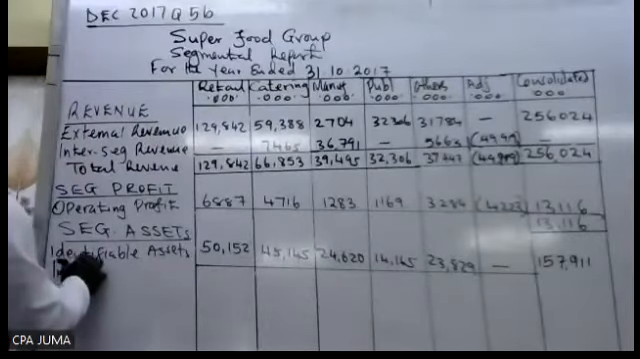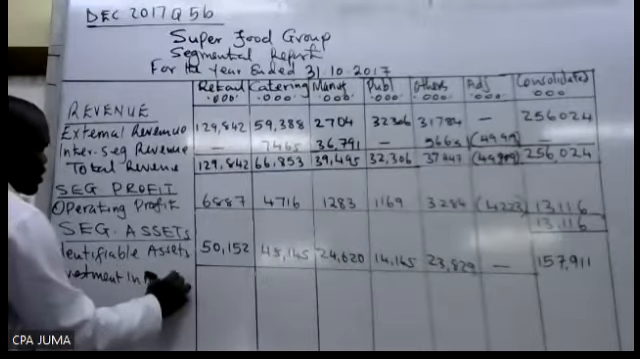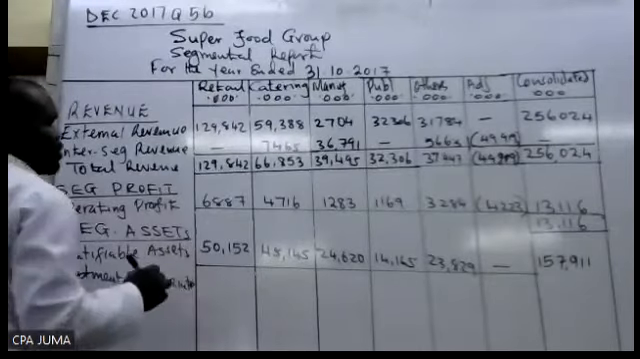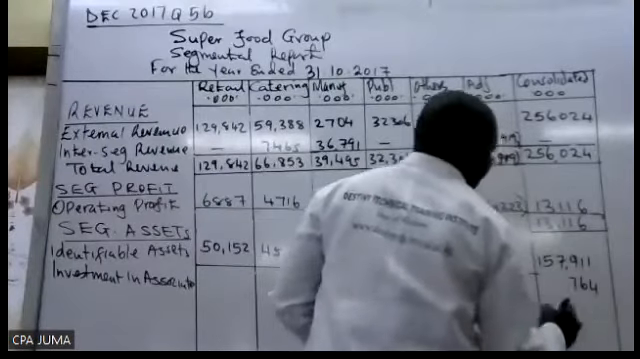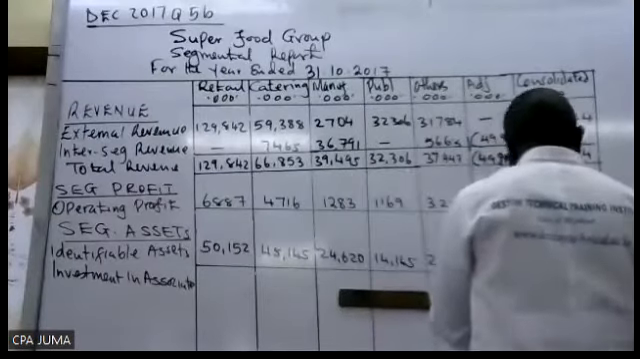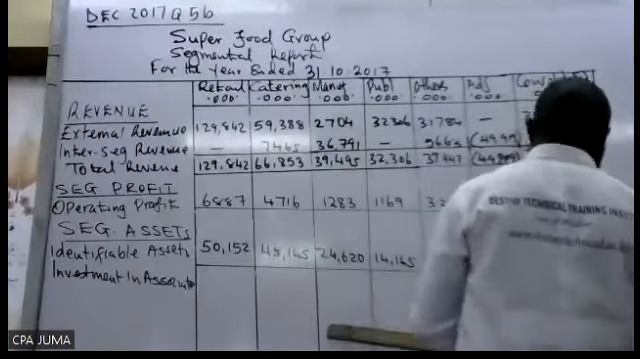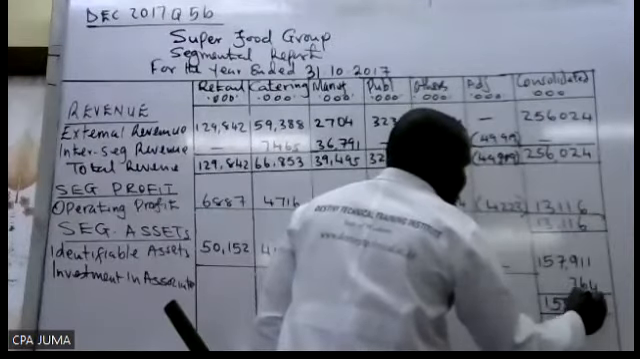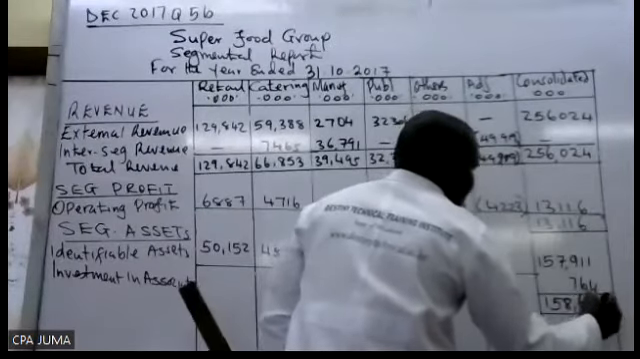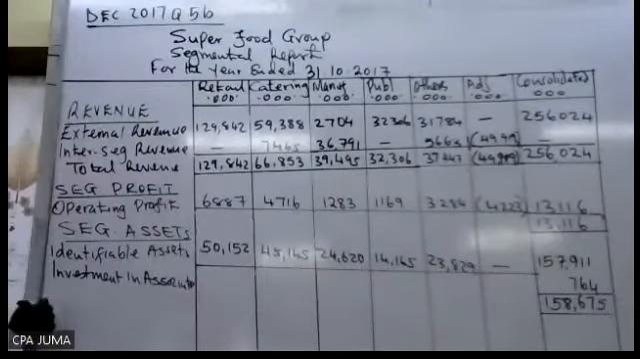Investment in associate. How much? Seven, four. So the total will be 150, which one? 158,675. Then segment liabilities.